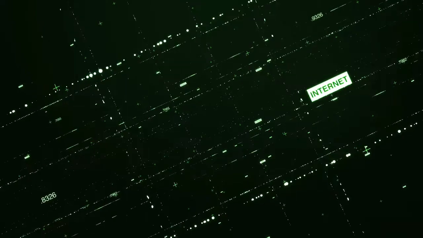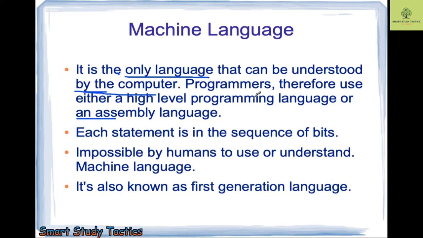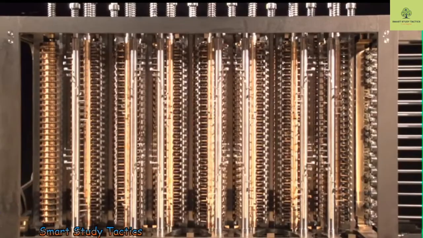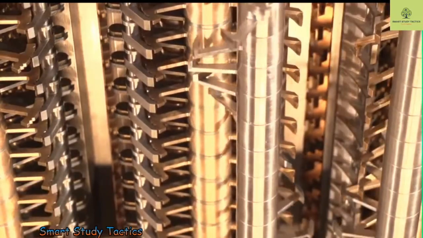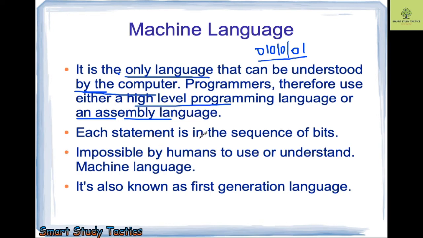Programmers therefore use either a high level programming language or assembly language, because the computer can understand only two things, that is bit 0 and 1. We are not able to understand the meaning of 0, 1, 0, 1, 0, 1, 0, 1. So to make it easy, we have the high level programming language or assembly language so that the computer can understand what the user wants. So 0, 1 is the language of the machine. Make sure each statement is a sequence of bits, as I told you, 0 and 1.